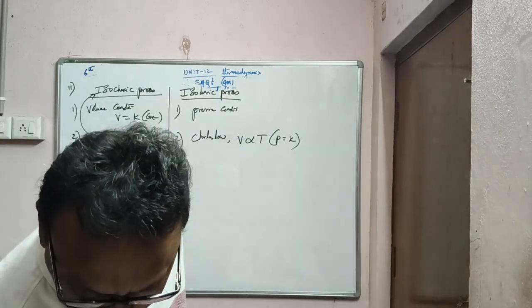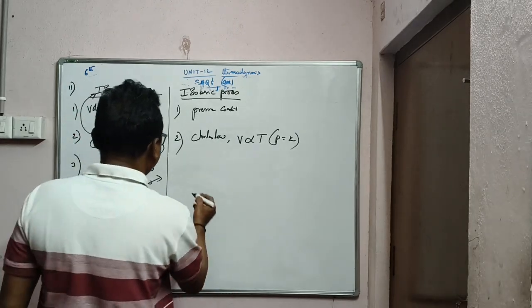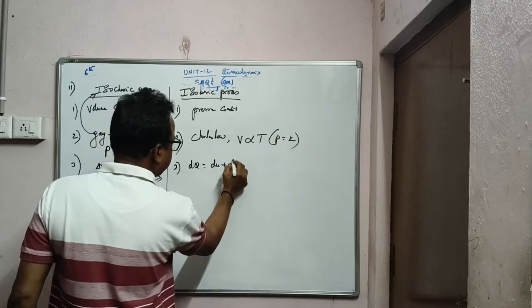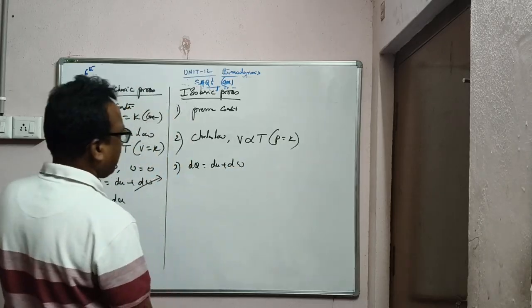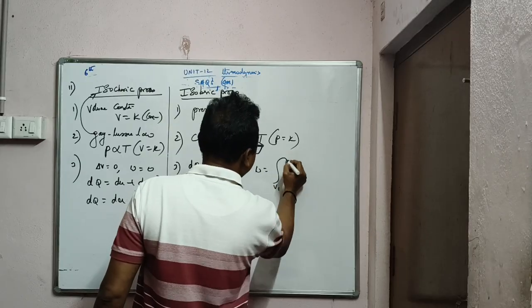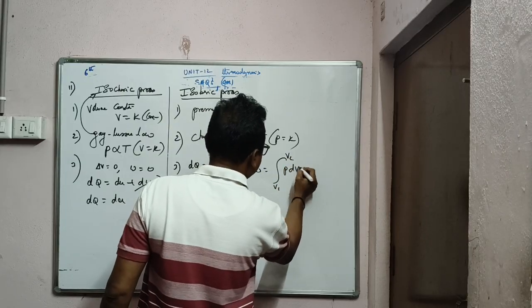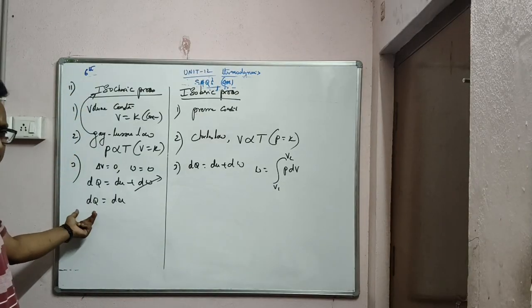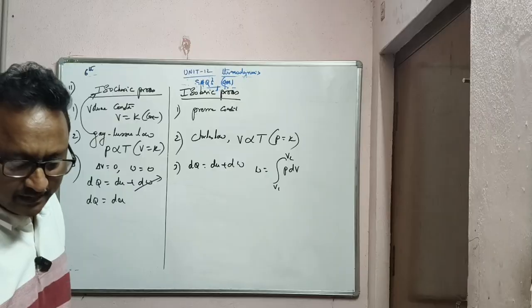Whereas here work is done: dq is equal to du plus dw, okay, and work is given by what? Integral v1 to v2 p dv. Pressure is constant, work is done here. Whatever heat, it is utilized by the internal energy in this case.